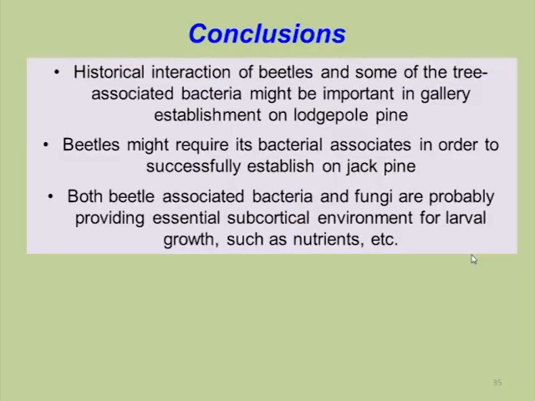These are my three simple conclusions. First, based on what we have, I think historical interactions, what we call co-evolution of the beetle and the tree, seem to be really important here. And then beetles may require their bacterial associates in order to successfully establish in jack pine. We have evidence for that. Another one is that both beetle-associated bacteria and the fungi are probably providing an essential subcortical environment, such as nutrients. That's not really new news, actually. The bacteria are news, but the fungi have been reported many times to provide nutrients for bark beetles.